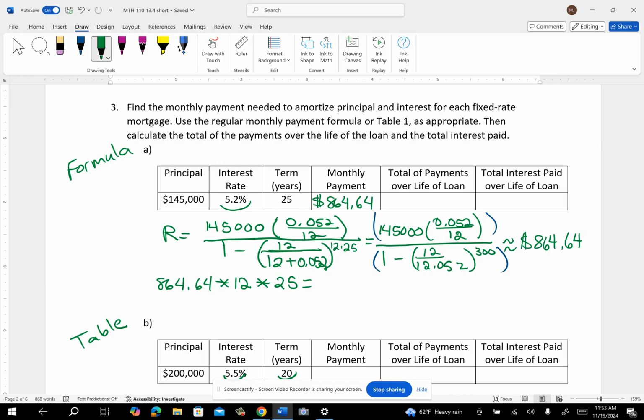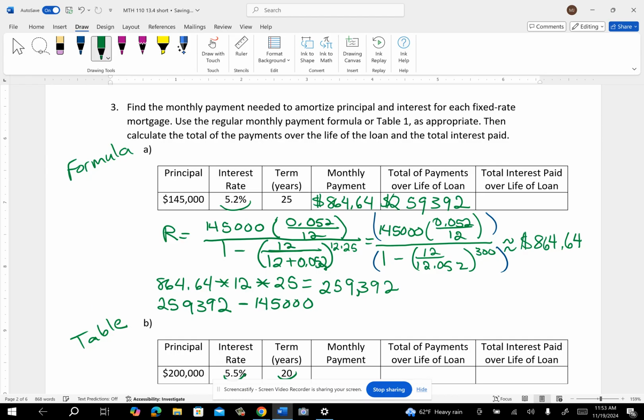Okay, that means by the time I get to the end of this loan, I will have paid them back $259,392. That's the total of all of those payments over the life of the loan. So I borrowed $145,000. I paid back $259,392. So the difference between those would be the interest that I wound up paying.